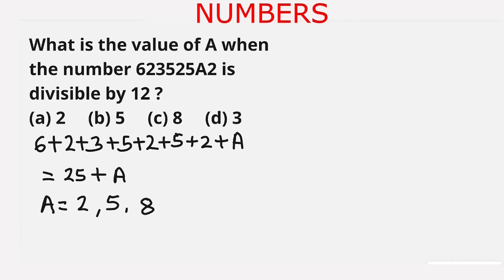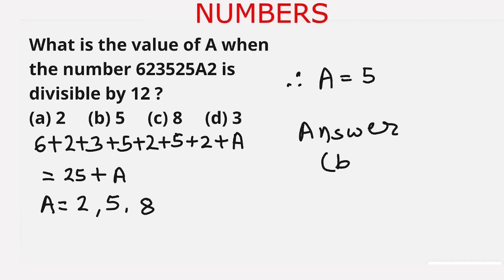So the only value a can have is 5. Therefore, a equal to 5 to make it divisible by 3 as well as by 4, and to make the whole number divisible by 12. And from the given options, our answer is option B, 5.